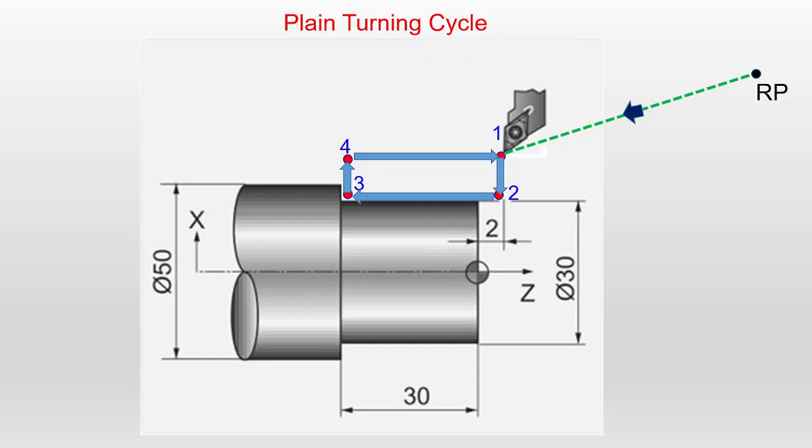So that 5 times you have to run the cycle. Likewise, you can decide the number of times. After completion of all the parts, the tool will be sent to the reference point. So that is the actual machining taking place for the plane turning cycle. Now let us look at the programming for the simple plane turning cycle.